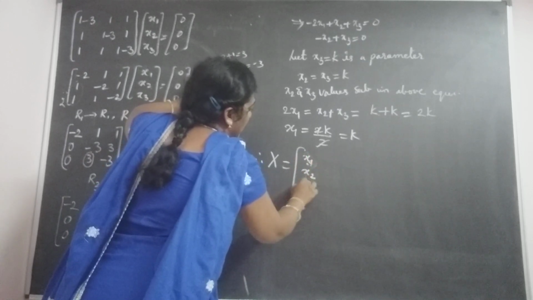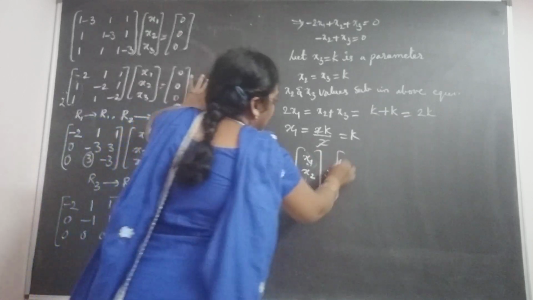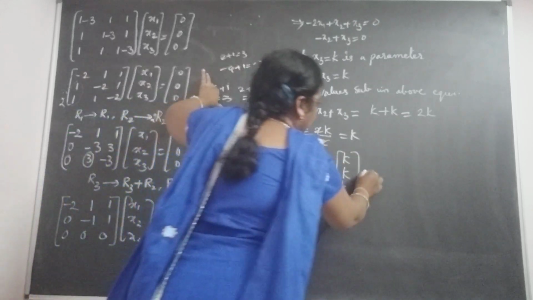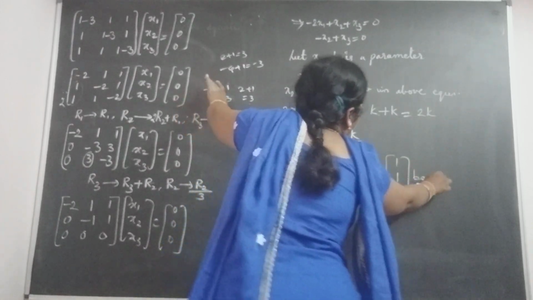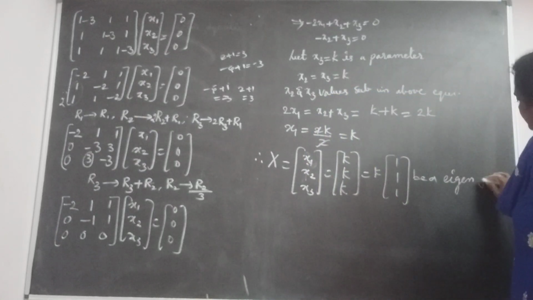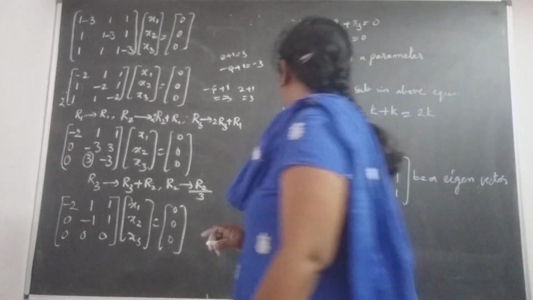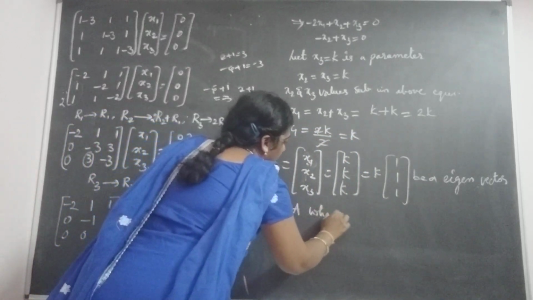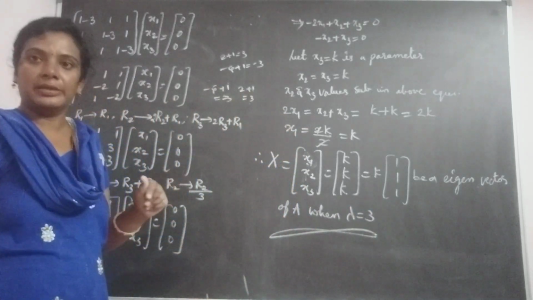Therefore, capital X is equal to x1, x2, x3. Those values are substituted in this matrix: x1 is k, x2 is k, x3 is k. So, taking common k from that matrix, [1, 1, 1] is the corresponding eigenvector of lambda equal to 3. This is the procedure. Okay.